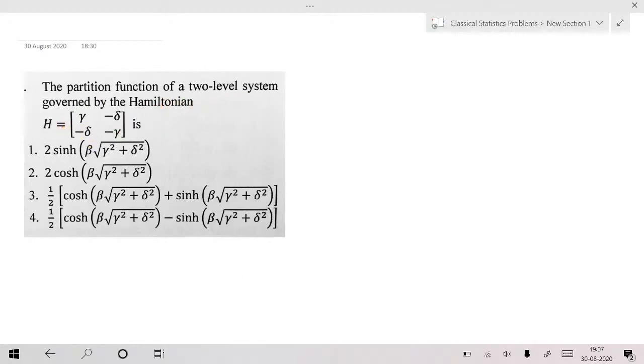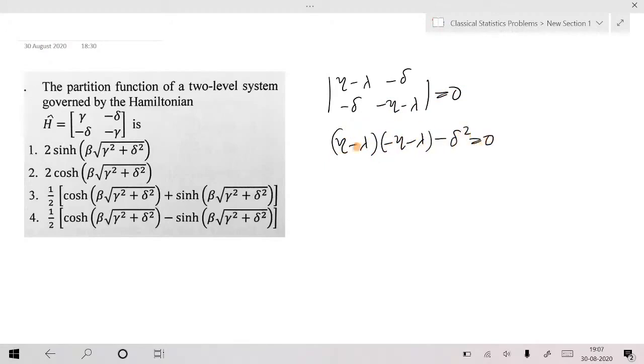A two-level system is governed by some Hamiltonian, isn't it? What are the possible energies? The eigenvalues are the possible energies. Am I right? How do you find the eigenvalue? Gamma minus lambda, delta, delta, minus gamma minus lambda is equal to 0. You should find this lambda. Gamma minus lambda into minus gamma minus lambda minus delta square is equal to 0.